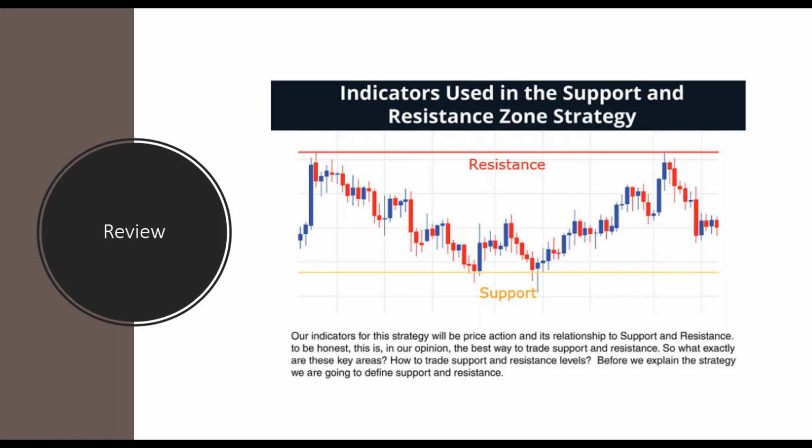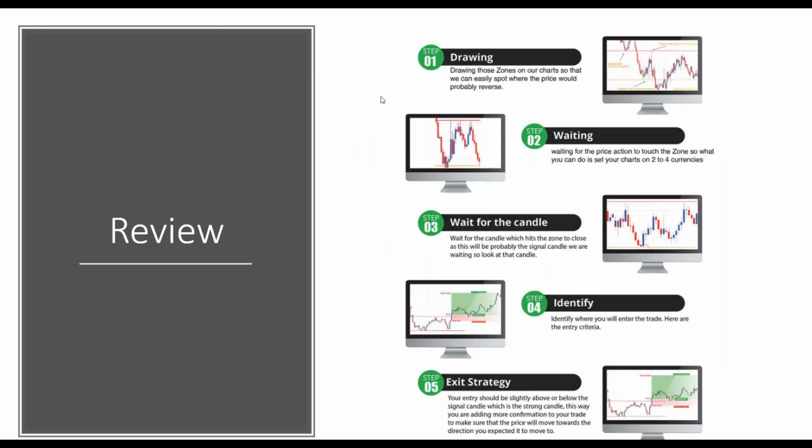So what exactly are these key areas? How to trade support and resistance? We've talked about it. So we want to draw these lines on our chart. We want to wait for price action to touch one of the zones above or below. We want to wait for the confirmation candle. We want to identify where we'll enter the trade and where we'll set our stop loss. And we want to identify our exit strategy.